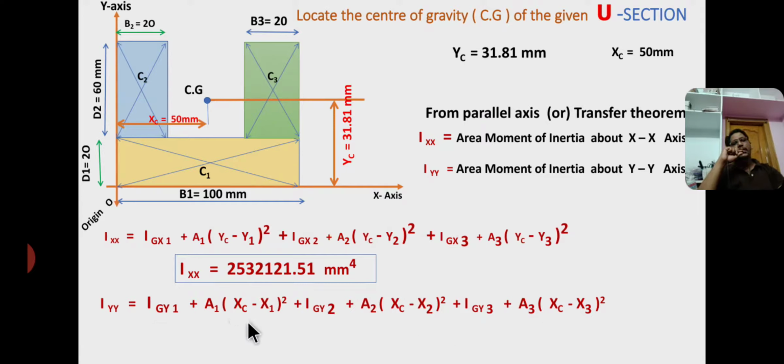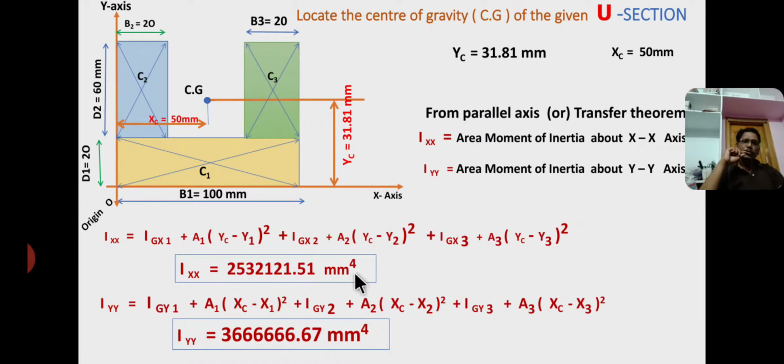Similarly, Iyy, the area moment of inertia about the y axis, equals Igy1 plus area 1 times xc minus x1 whole square, plus Igy2 plus area 2 times xc minus x2 whole square, plus Igy3 plus A3 times xc minus x3 whole square. Therefore, Iyy equals 366.67 mm power 4. These two values are the area moment of inertia of a U section. These are the final values for the U section.